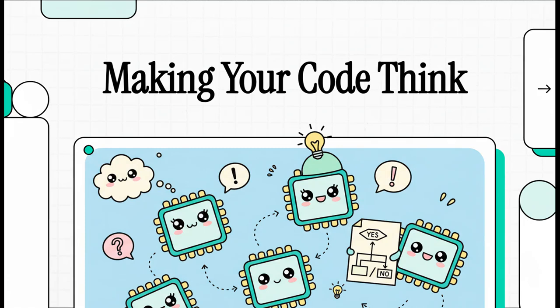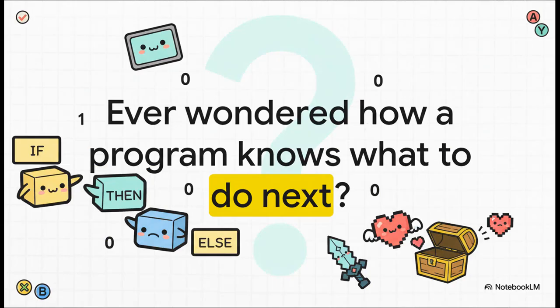Have you ever wondered how your favorite game knows you've just leveled up? Or how your banking app decides if a transaction looks suspicious? Well, it's not magic, it's code making decisions. Today, we're going to give your code a brain by diving into one of the most powerful concepts in all of programming. I mean, really think about it.